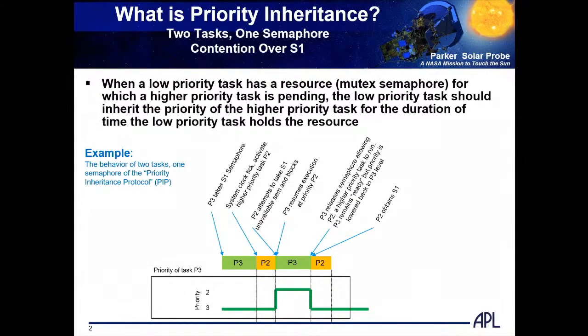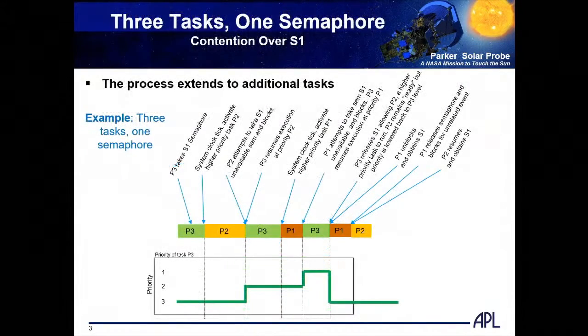And even if it still wants to run, now it's no longer the highest priority task ready to run, and the operating system will schedule P2 to run. Then when P2 is finally done, or pends for whatever reason, then P3 can continue to run. That scenario extends to multiple tasks.